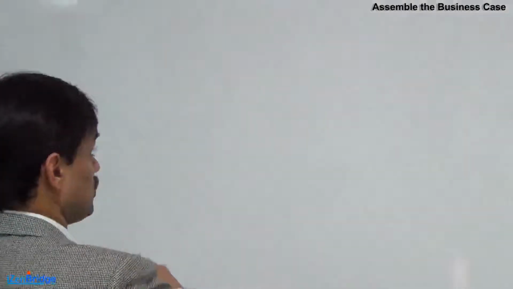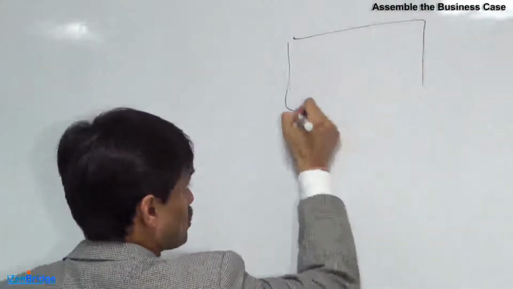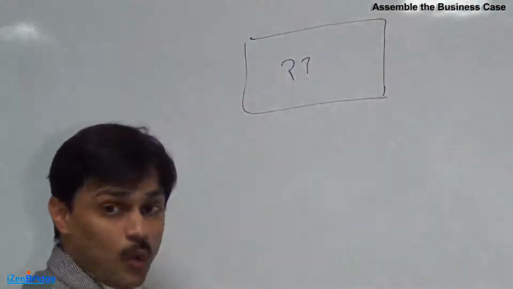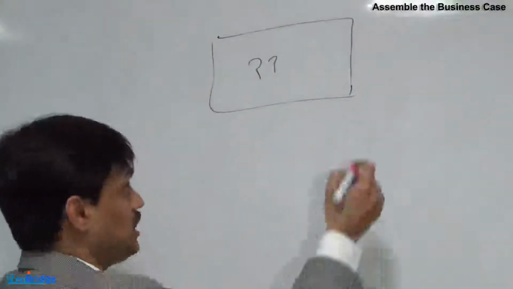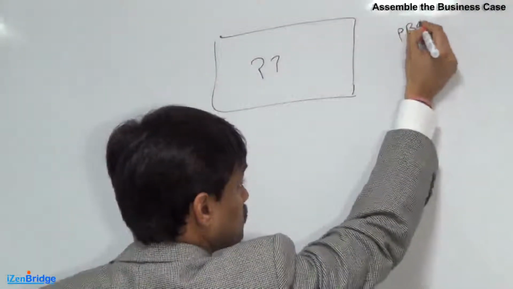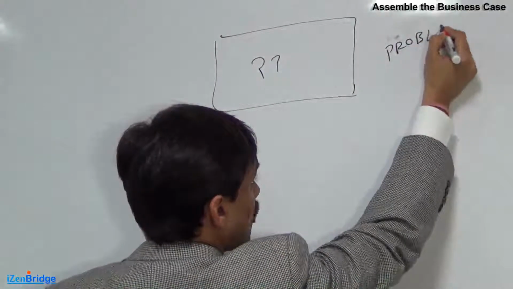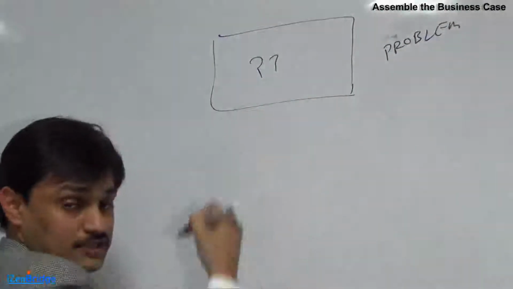Hello friends, in this video we are talking about assembling the business case. We started with identifying or defining a problem. We come up with a problem or opportunity statement which helps stakeholders agree on what problem or what opportunity they are looking to get solved. So we worked on the problem statement in this stage.